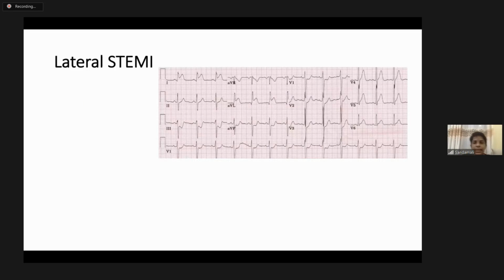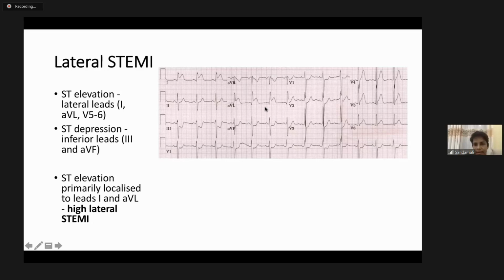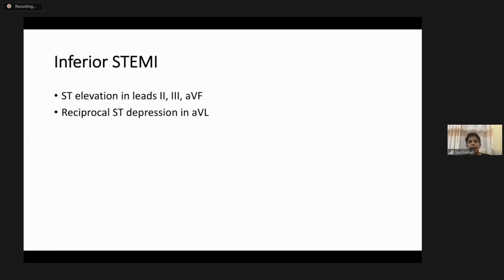So, as I told you before, apart from these anterior leads, if the lateral leads, those are L1, AVL, and V5 and 6 are involved, that is called lateral STEMI. And in lateral STEMI, you get reciprocal changes in inferior leads, L3 and AVF. If only L1 and AVL are involved, without V5 and V6, that is called high lateral ST elevation MI. That occurs due to occlusion of the first diagonal artery. And inferior STEMI is when ST elevation presents in inferior leads, those are L2, L3, and AVF.